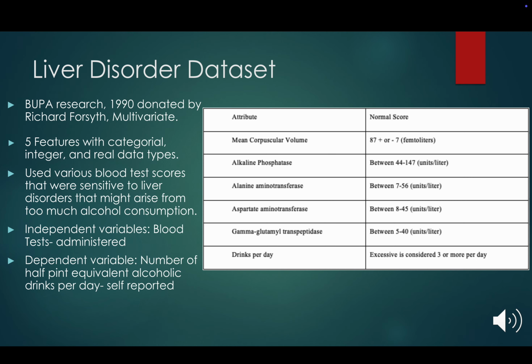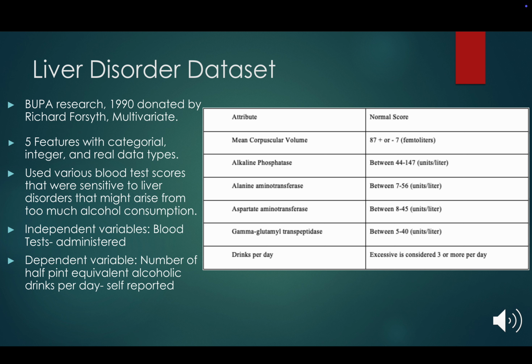First of all, a little bit about the dataset. It's a multivariate dataset, meaning that each instance has several different features. These features are blood tests that test for liver disorders. The various features have different data types, including integers, categorical, and real data types.